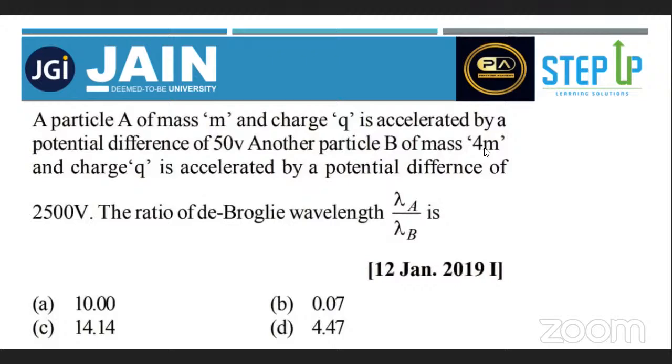A particle A of mass m, charge q, is accelerated by a potential difference of 50 volts. Okay. Another particle B of mass 4m, charge q, is accelerated by 2500 volts. Both have charge q and are accelerated. Find the ratio of lambda A and lambda B.